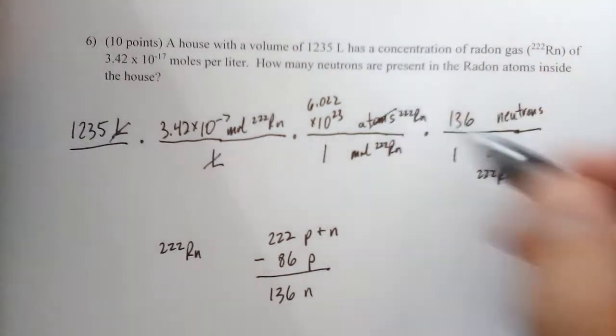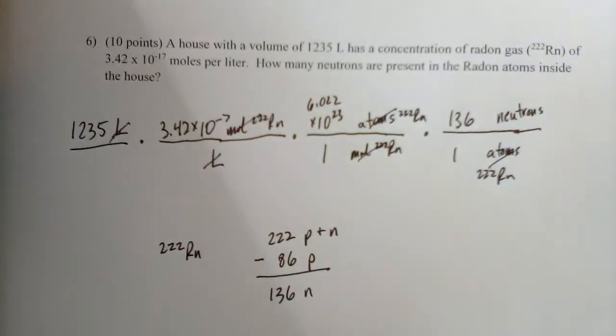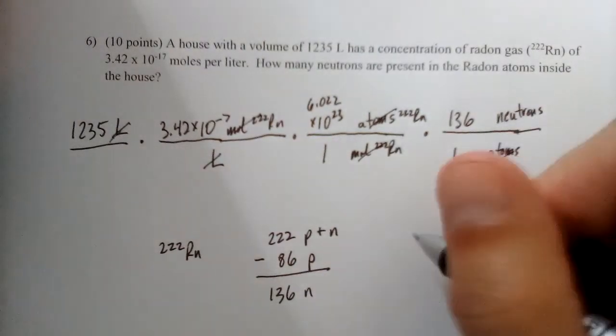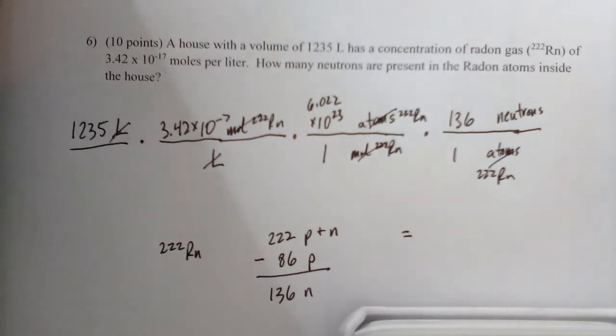That would cancel out the last remaining unit there, atoms. I didn't cancel through the moles. I can do that right there. So this would just give us how many neutrons there are. So we need to do all the math that we laid out in the calculation. So 1235 times 3.42 times 10 to the minus 17th times 6.022 times 10 to the 23rd times 136.